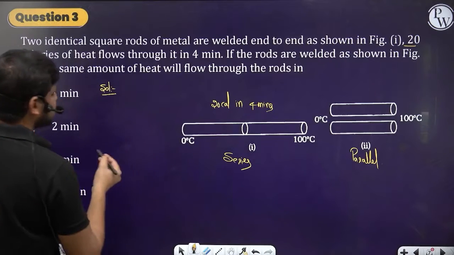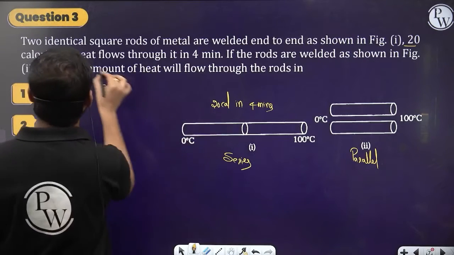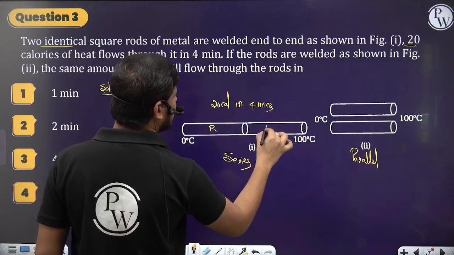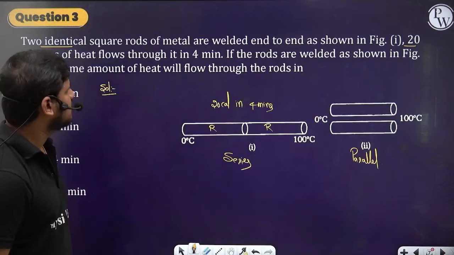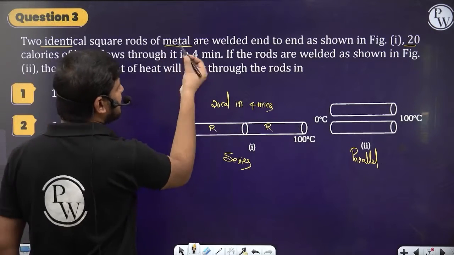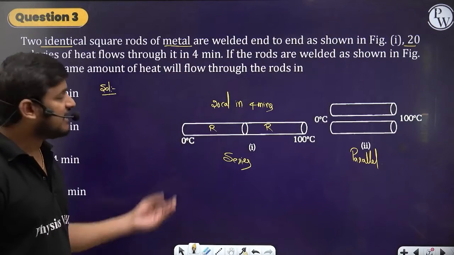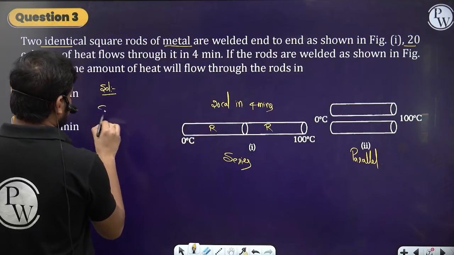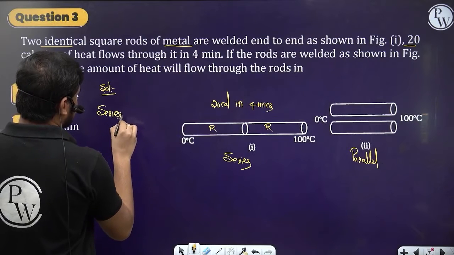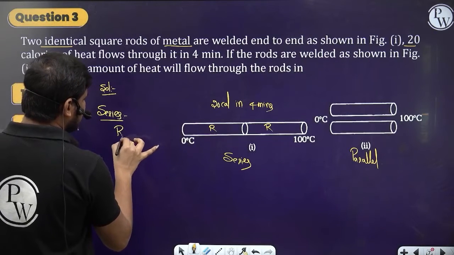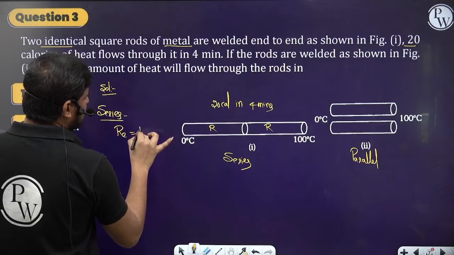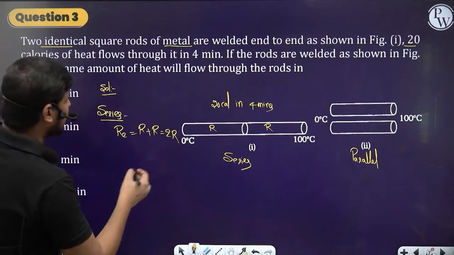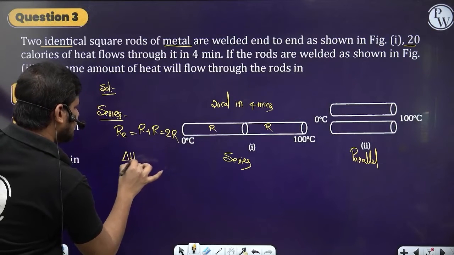See, in the first series combination, let's say there are two identical rods. If it has thermal resistance R, this also will have thermal resistance R, because they are of the same metal, K is same, L is same, and area is same, right? So in the series combination, the R equivalent is R plus R, which is 2R.